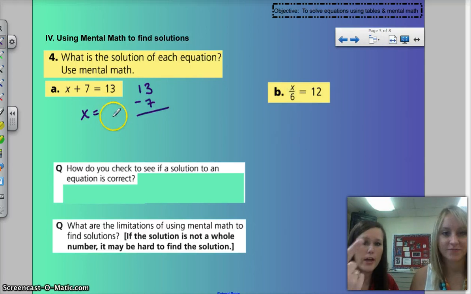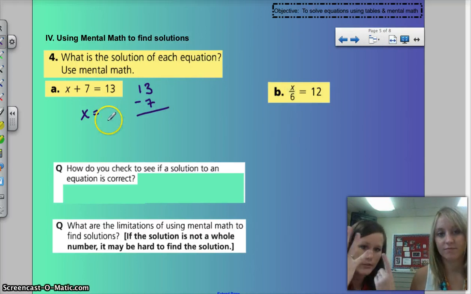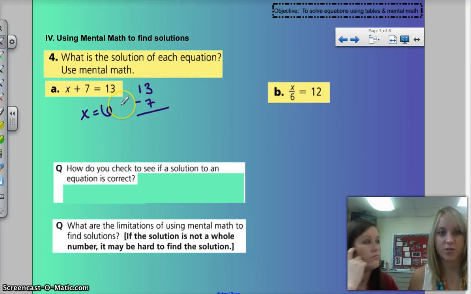So 7, 8, 9, 10, 11, 12, 13. It's 6. Manipulatives, use them.